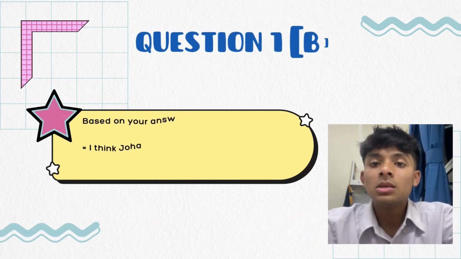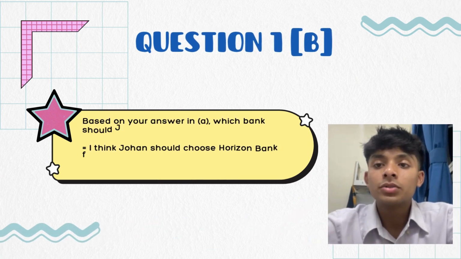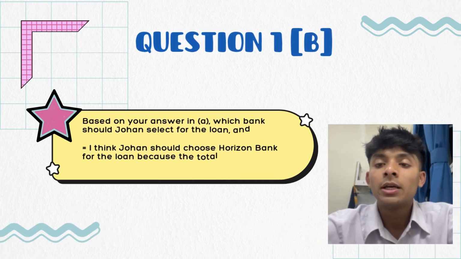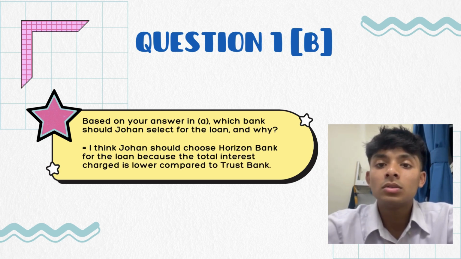Question B. Based on your answer in A, which bank should Johan select for the loan and why? Based on my answer in A, I think Johan should choose Horizon Bank for the loan because the total interest charge is lower compared to Trust Bank.